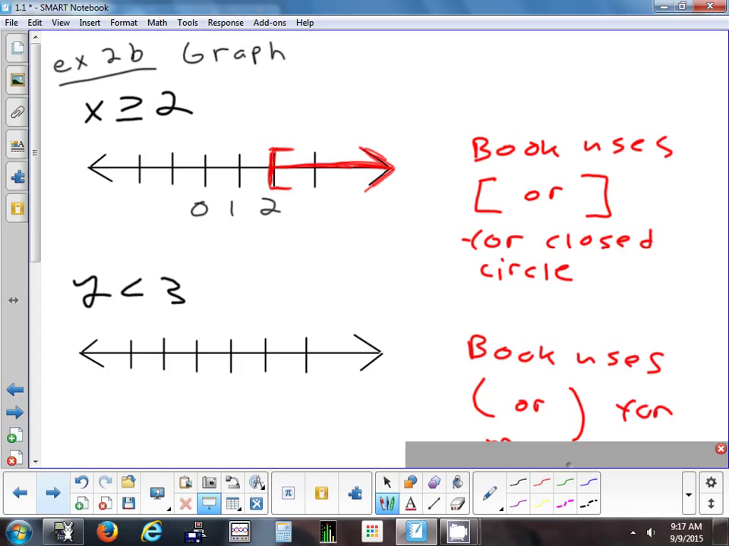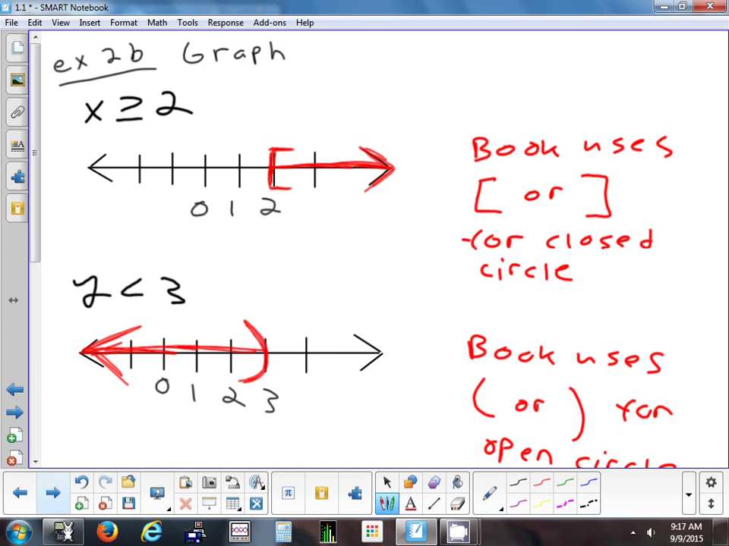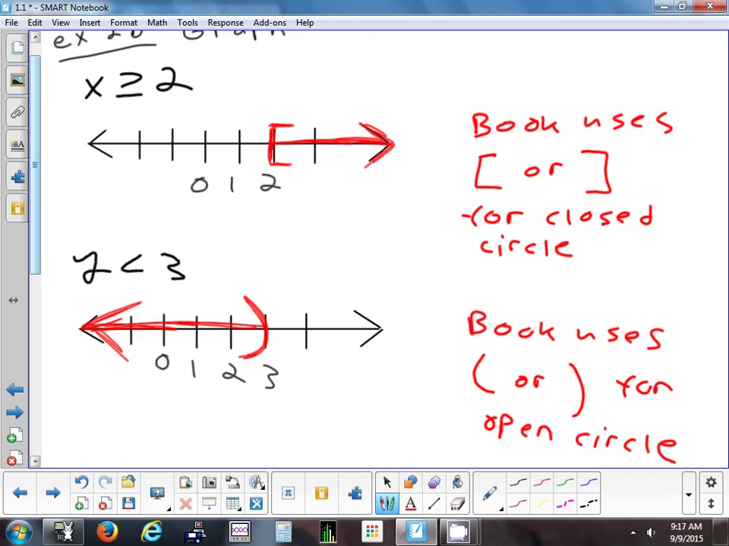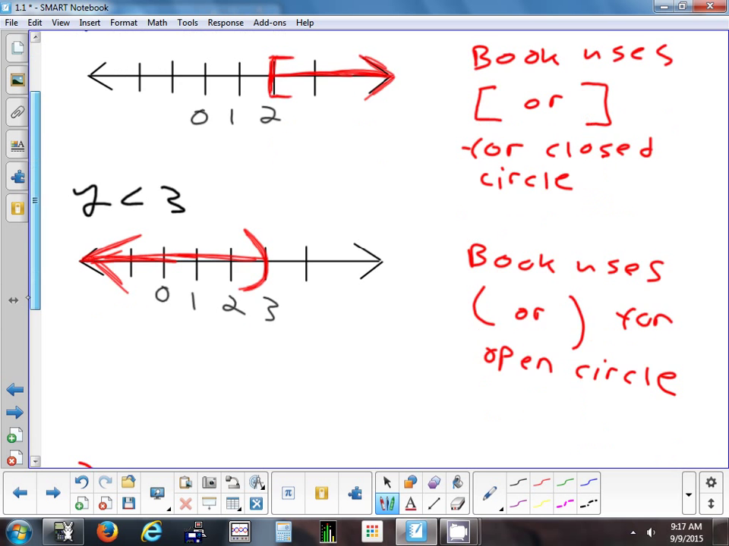Okay. This one, this time it's going to be facing left. I'm going to shade left. So I'd use a left parenthesis and shade that way. Okay, just a different way to represent the same thing. Any questions on that, bracket or parenthesis? Okay, whichever method you decide to use, I would stick with that method. Okay, just use that.